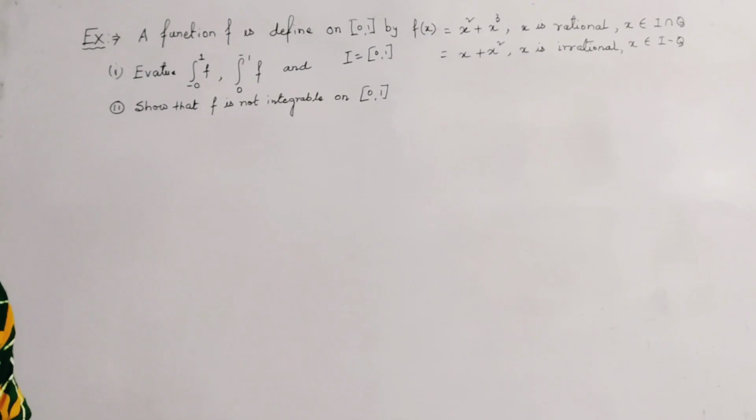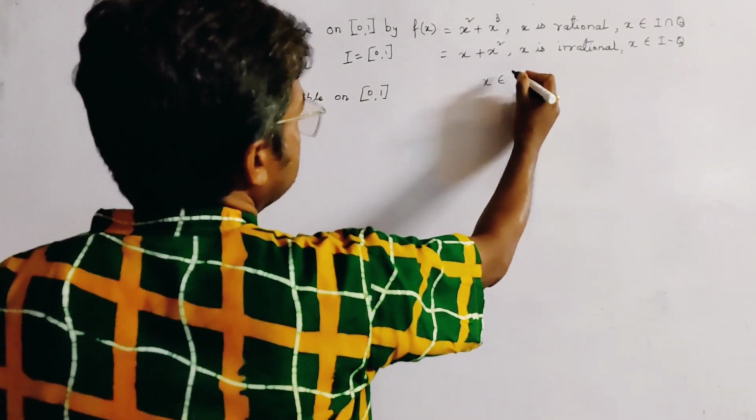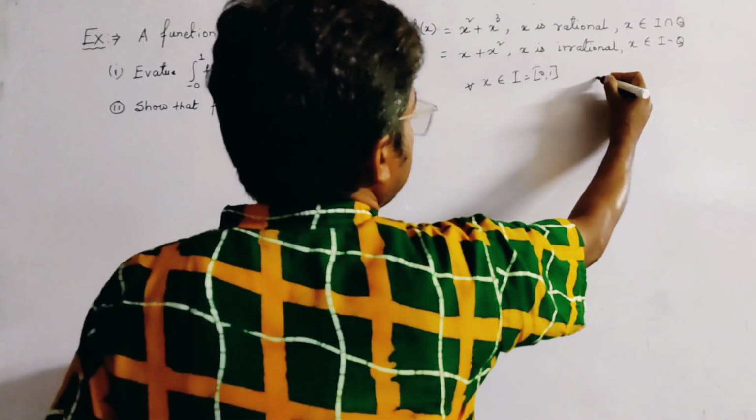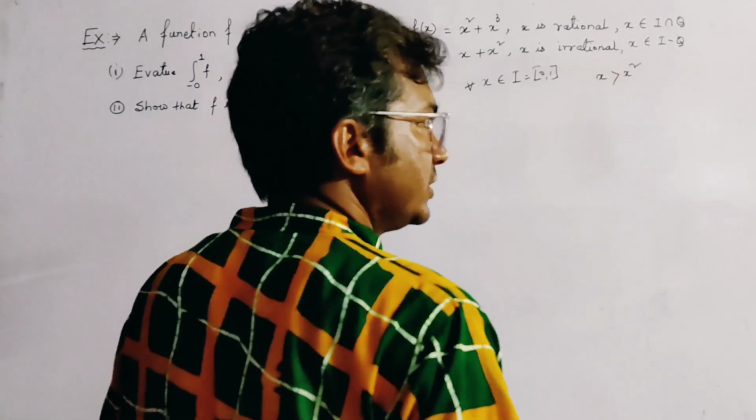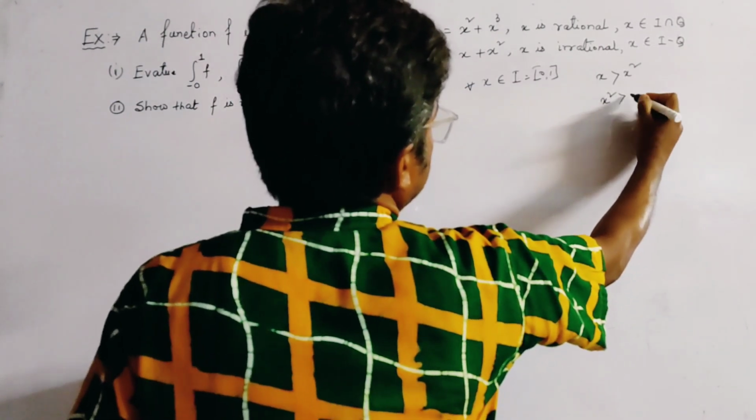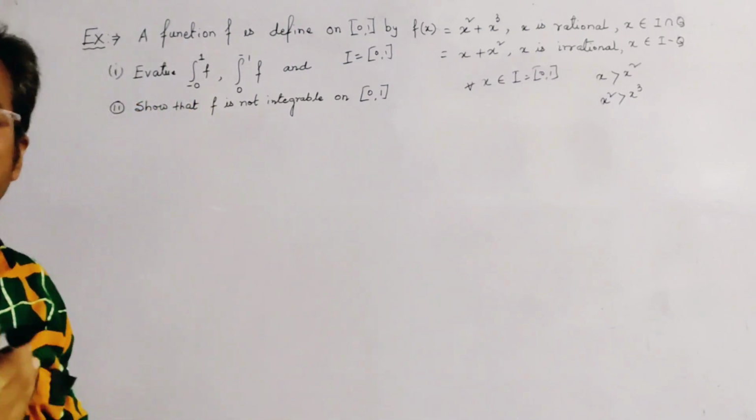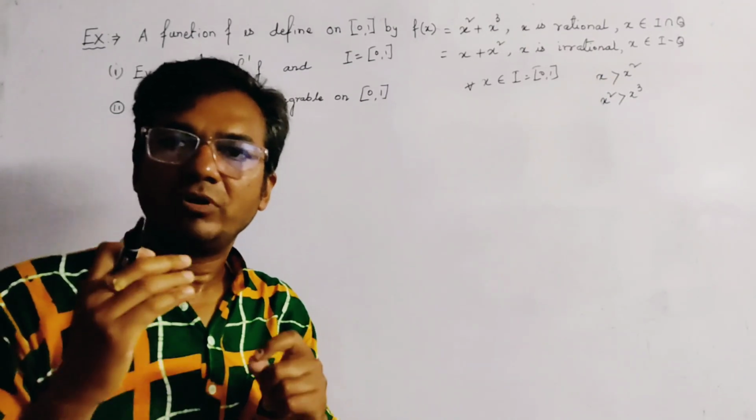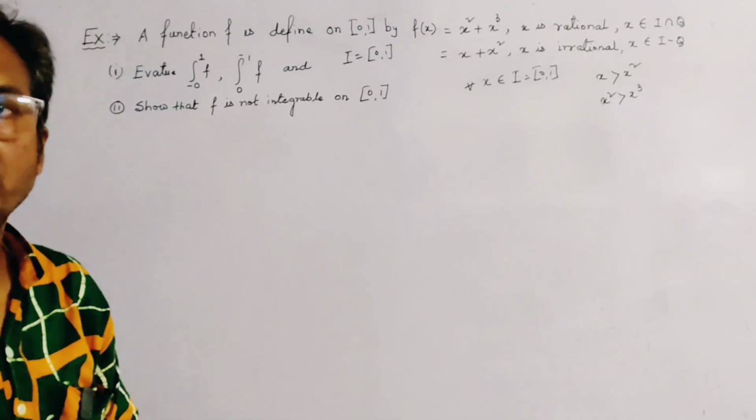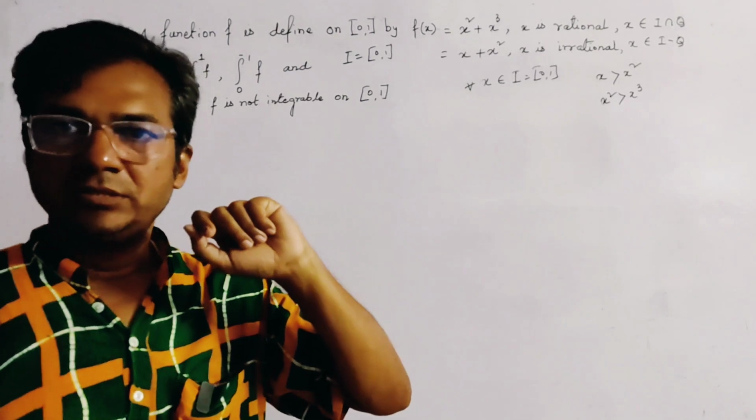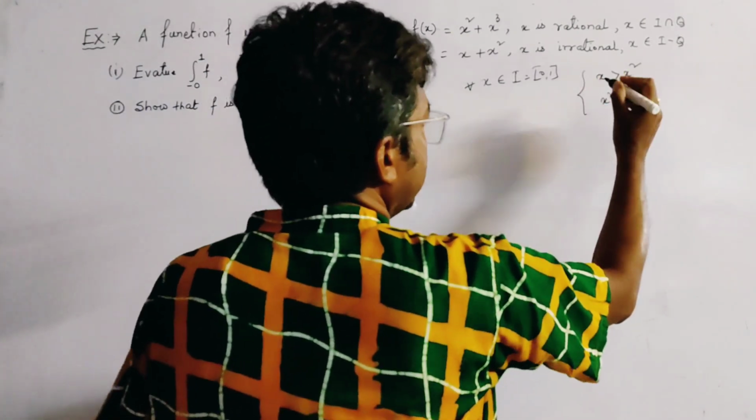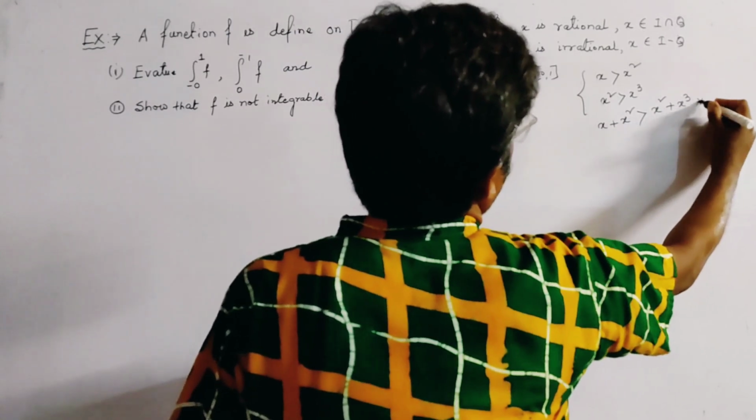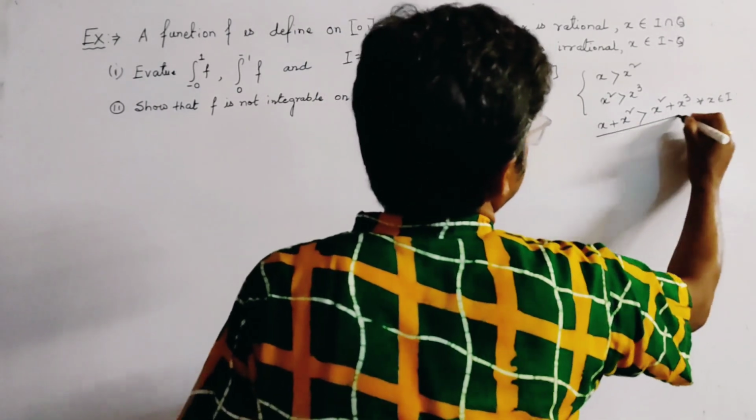Now the second point is, we know that for all x belonging to I, that is [0, 1], x is greater than x², and x² is greater than x³, because if we increase the integral power of x in [0, 1], then the value of x to the power 3, 4, 5 continually decreases, right? So adding these two results, we get x + x² greater than x² + x³ for all x belonging to I. This is a very important relation for this problem.